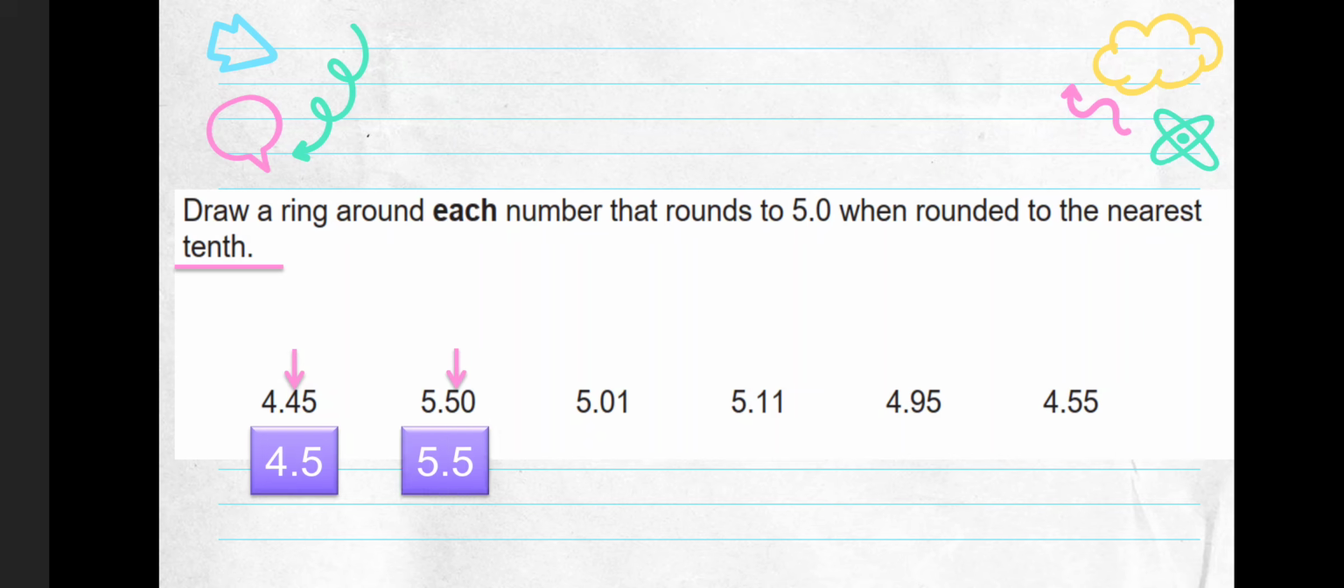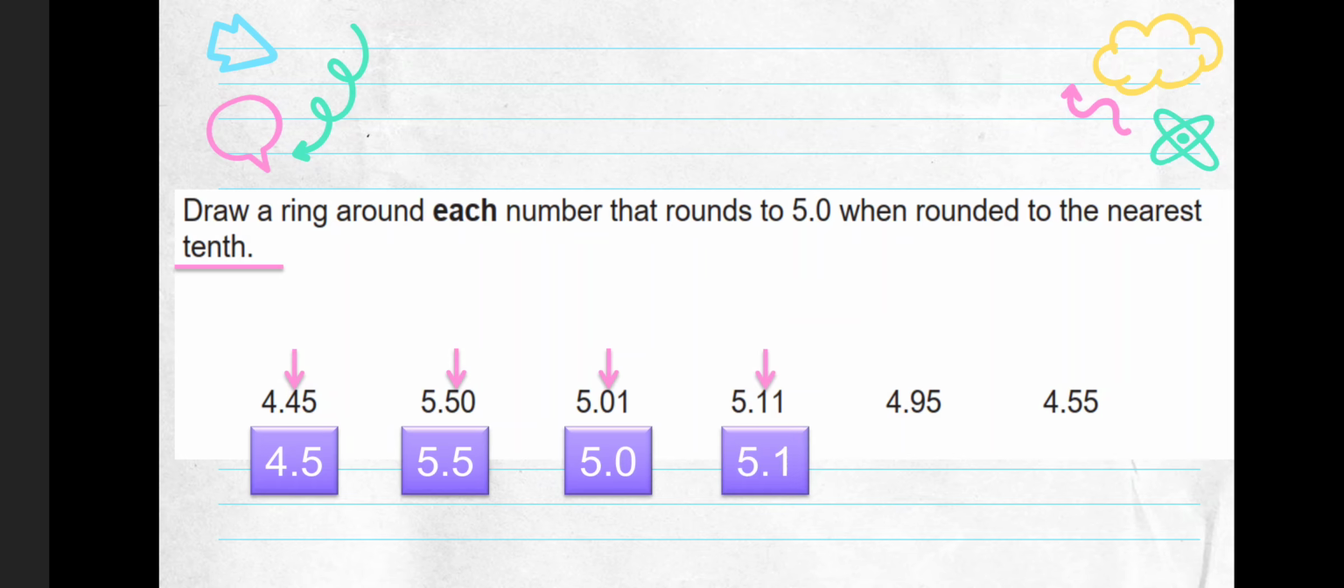5.01. What is the tenth? 0. Next door is 1. 1 is weak, so the final answer will be 5.0. This is one of the numbers that we should draw a ring around. What about 5.11? Also, the 1 is the tenth place. Next door is 1, which is weak, so I cannot do anything. The final answer will be 5.1.